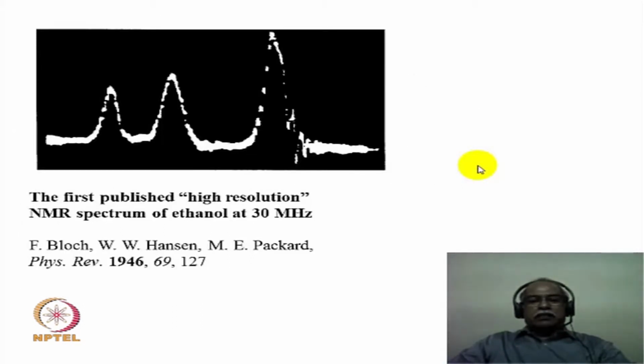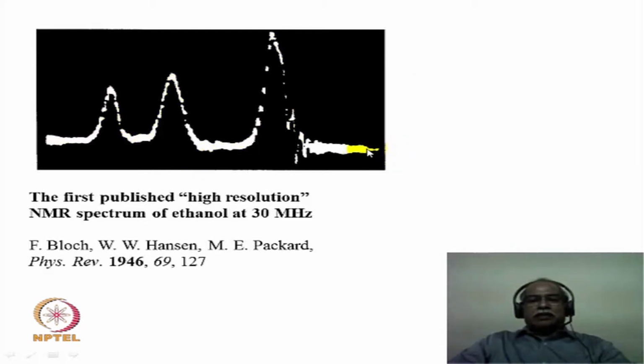Now, here is the very first spectrum of ethyl alcohol published using a 30 MHz NMR spectrometer corresponding to roughly 0.7 Tesla of magnetic field strength. This is a very unresolved spectrum by today's standards. Nevertheless, from the historic perspective, it is a very important discovery. Now, when you look at the spectrum, you see three different peaks in the NMR spectrum.